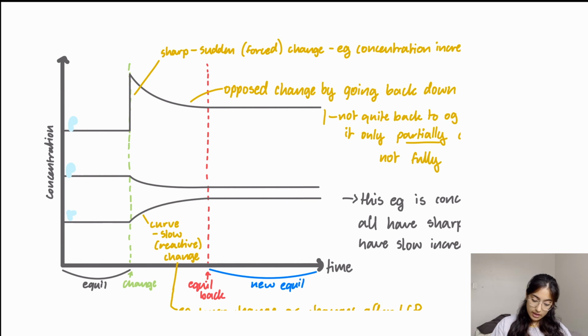But this one is increasing. So we know that that can't be a product because the whole point of doing this is that we're trying to use up the products. So this one actually has to be a reactant because as we use up the products, we're using them to make reactants. And so that means that this one is going to be a reactant.